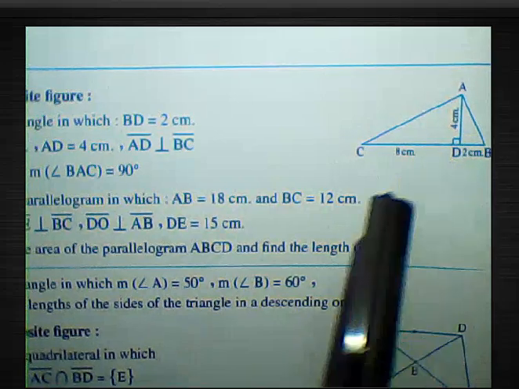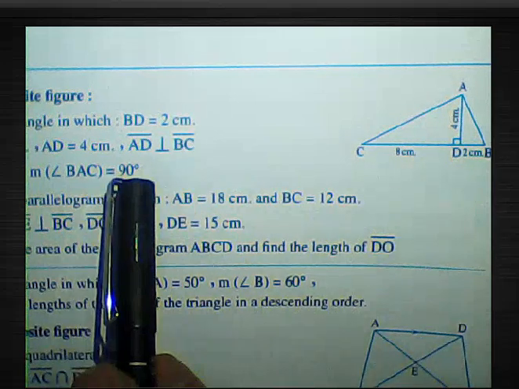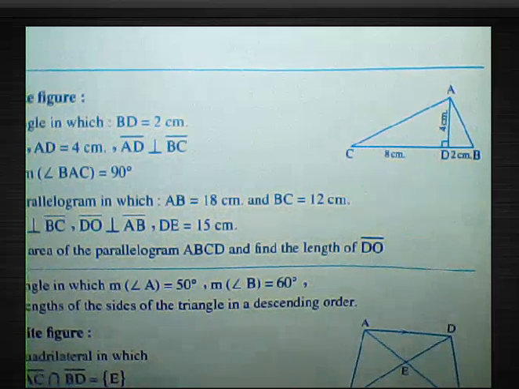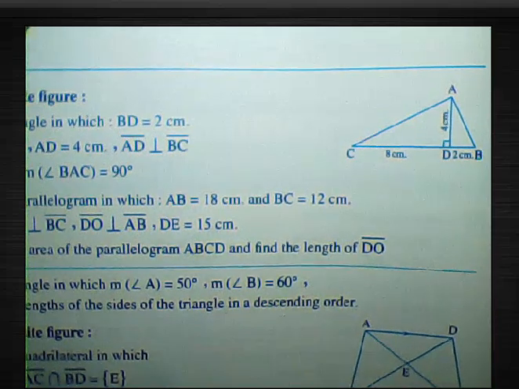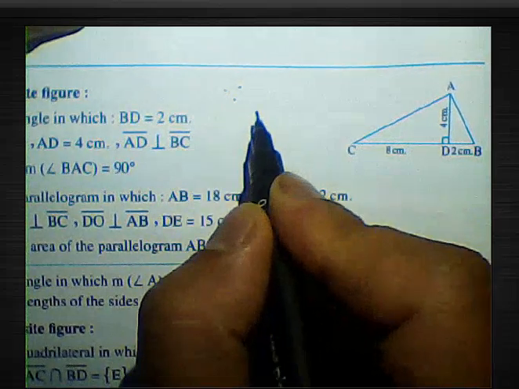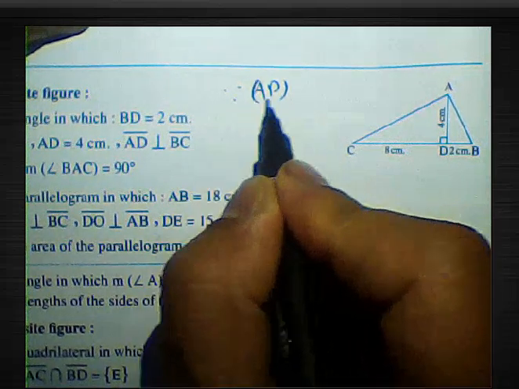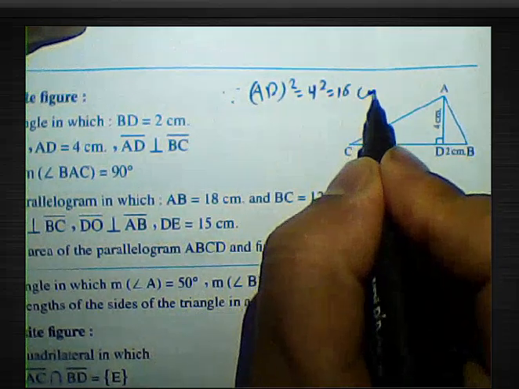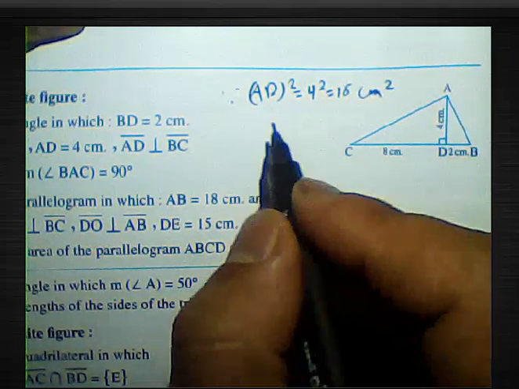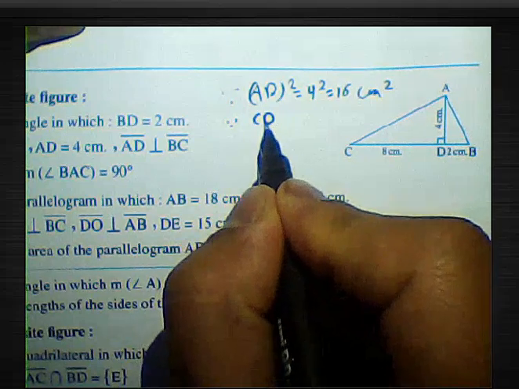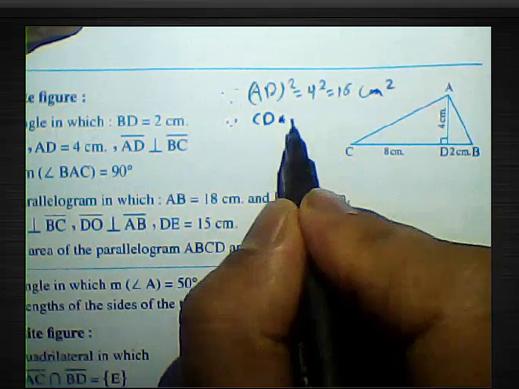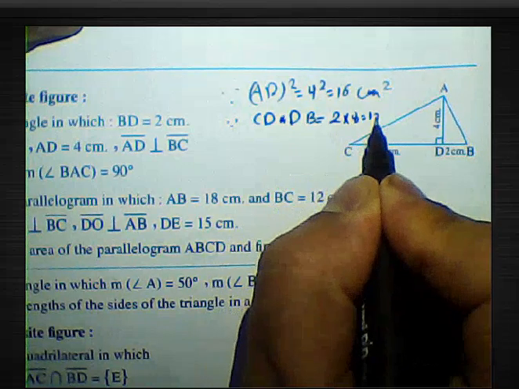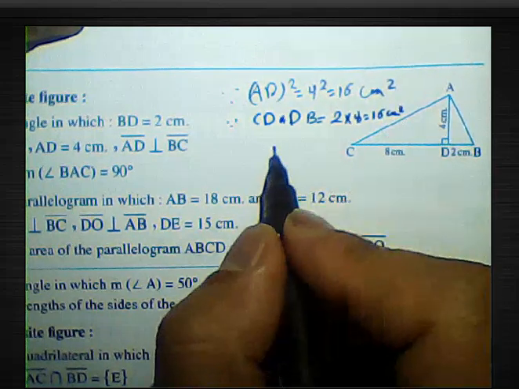Prove that in this triangle the measure of angle BAC equals 90 degrees. To prove that, we can use the method such that AD squared equals 4 squared equals 16 square centimeters, and CD multiplied by DB equals 2 times 8 equals 16 square centimeters.